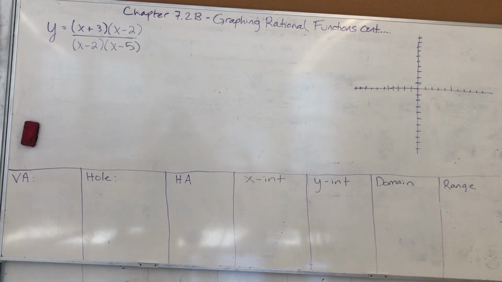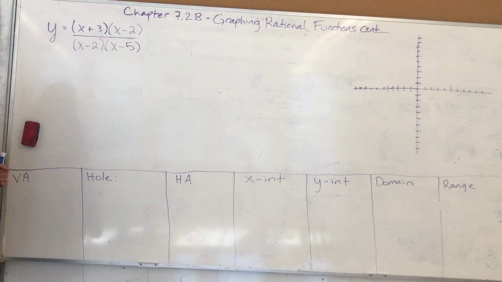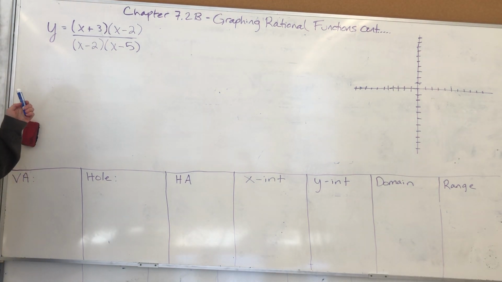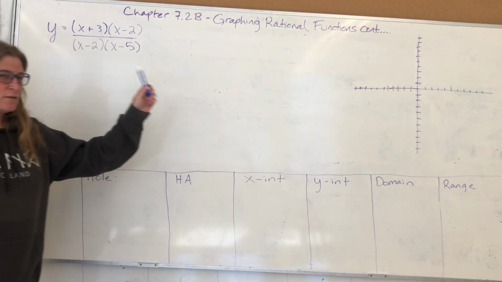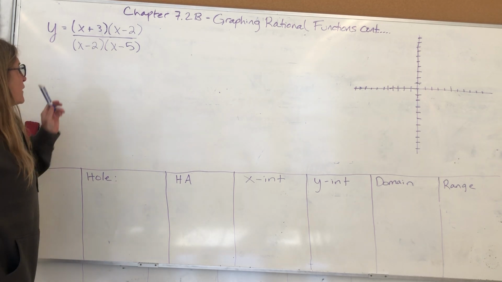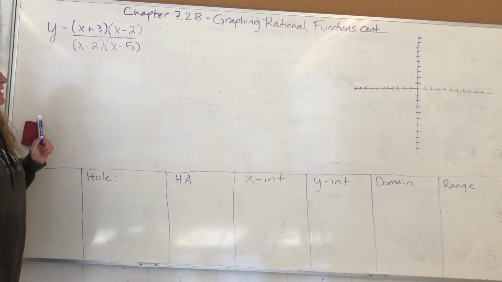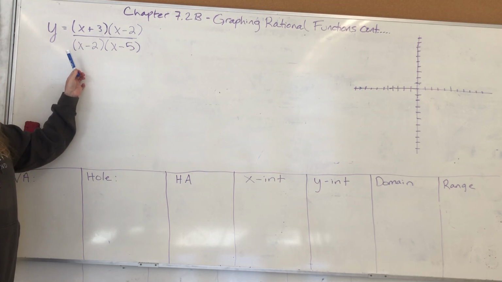Okay guys, here we are in part 2 of our adventures of graphing rational functions. So Mr. Bronson talked to you about all the different steps we take and all the different things we're going to graph on the rational function graph. However, there's going to be one extra piece today, and that is when we get a hole in the graph.